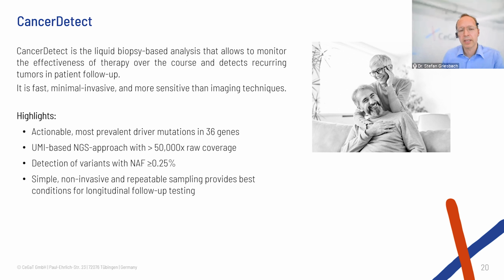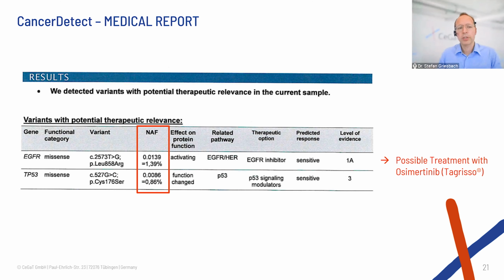And the price for that is that we have to restrict the analysis to hotspot actionable driver mutations in 36 genes. The benefit is that we boost the detection of allele frequency from 5% down to as low as 0.25%, so a 20-fold increase in sensitivity. And when you look on the report, it looks very similar to our cancer precision report, at least for these potentially therapeutic relevant targets. We have here an EGFR missense mutation, which shows an allele frequency of 0.4%, or a TP53 missense mutation with 0.86%, so very low frequent variants.